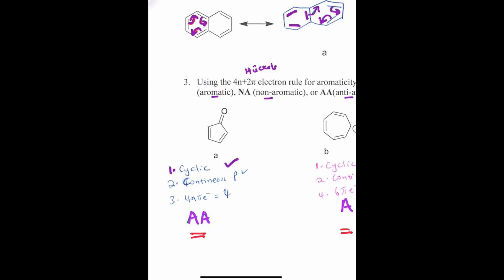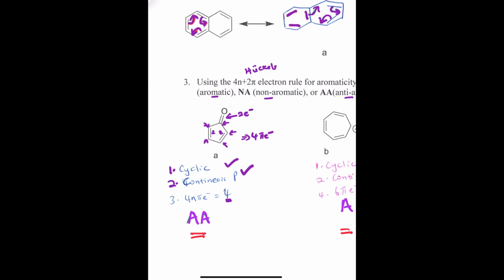Number 2, do you have a continuous conjugation or continuous p orbital? And you can see that this has pi bond, has pi, pi, and pi. So you have a continuous overlap of p orbitals, so that's yes. And then lastly, how many electrons do you have in there inside the ring? So here, each double bond is 2 electrons, but that one is outside the ring. We don't count that. So that means we are only left with these 2 and 2 inside the ring. That gives you a total of 4 pi electrons.